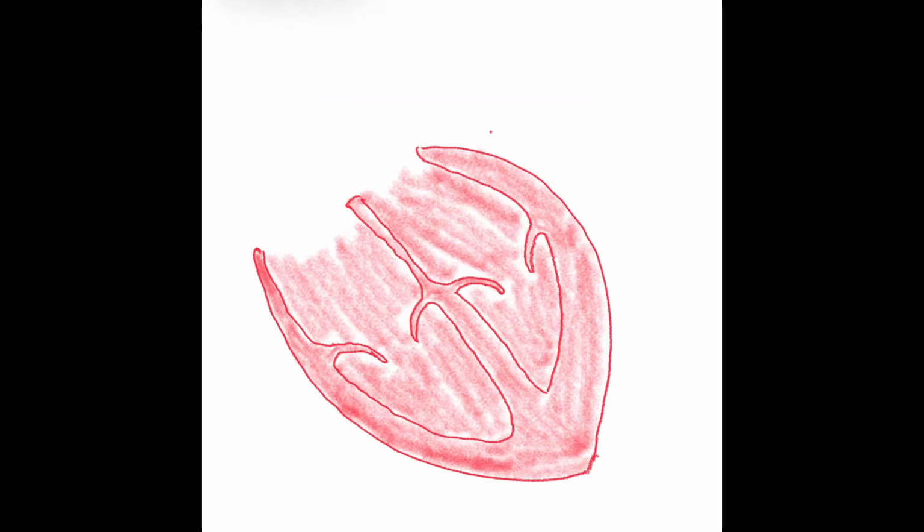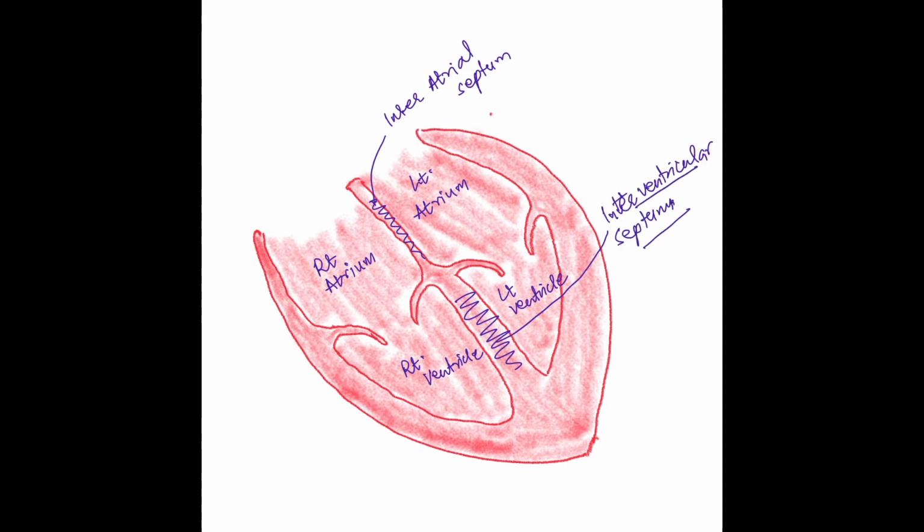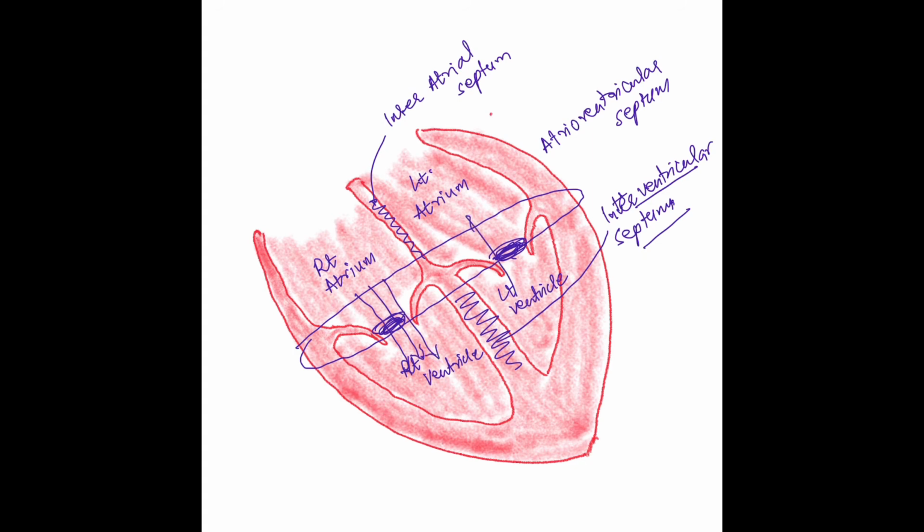This is a very simple diagram of the heart showing only the chambers of the heart. This is the right atrium, right ventricle, left atrium and left ventricle. The thinner wall between the right and the left atrium is the interatrial septum, and the thicker wall between the right and left ventricle is the interventricular septum. A thick fibrous tissue separates the atria and the ventricles, and it is called the atrioventricular septum. The atrioventricular septum has openings through which the atrium and the ventricles of the same side are connected. These openings are guarded by valves which are formed of muscular flaps, also called cusps.